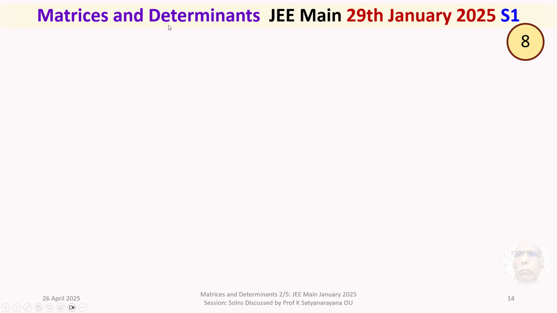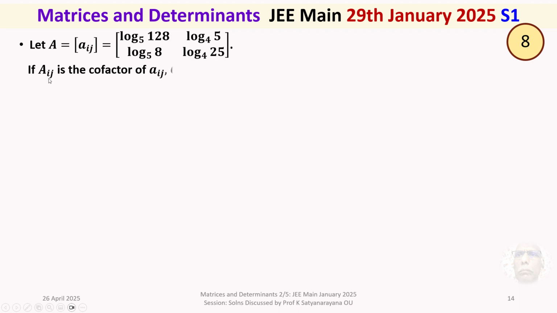This question has appeared in the JEE Main exam held on 29 January 2025 in the first shift. Let A = [Aij] be a 2 by 2 matrix whose first row is log 128 to the base 5, log 5 to the base 4. Second row is log 8 to the base 5, log 25 to the base 4.